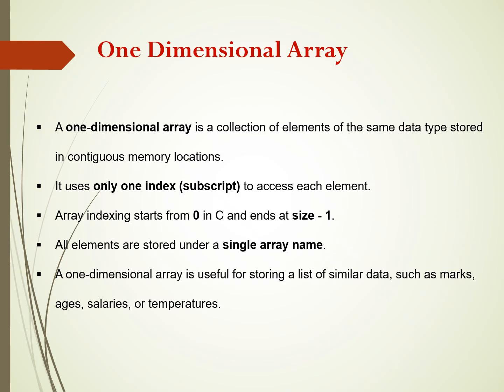So, we can summarize like that. A one-dimensional array stores elements of the same data type in continuous memory allocation. It uses a single index to access each element. The starting index is 0 and the last index is the size of the array minus 1.